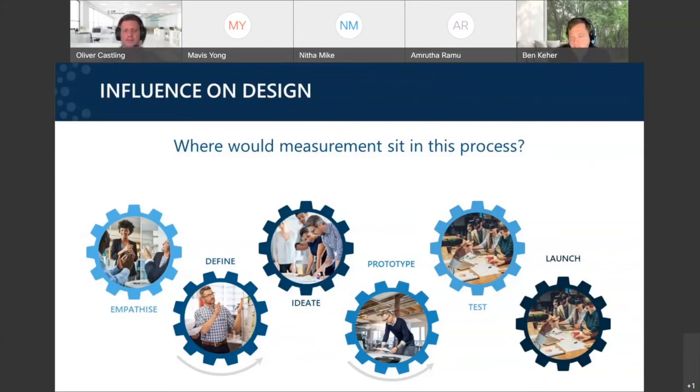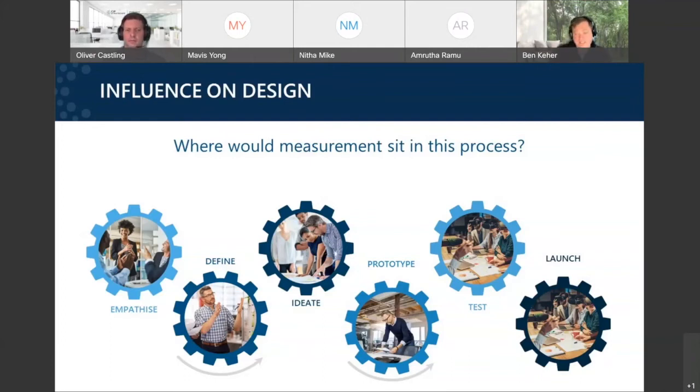Yeah, I can see I've got ideate, empathize. The answer is define. So I need to have some information about the business and about the learners before I can start to define anything, right? And definitely when I'm creating a measurement map, I'm defining what we're going to measure.